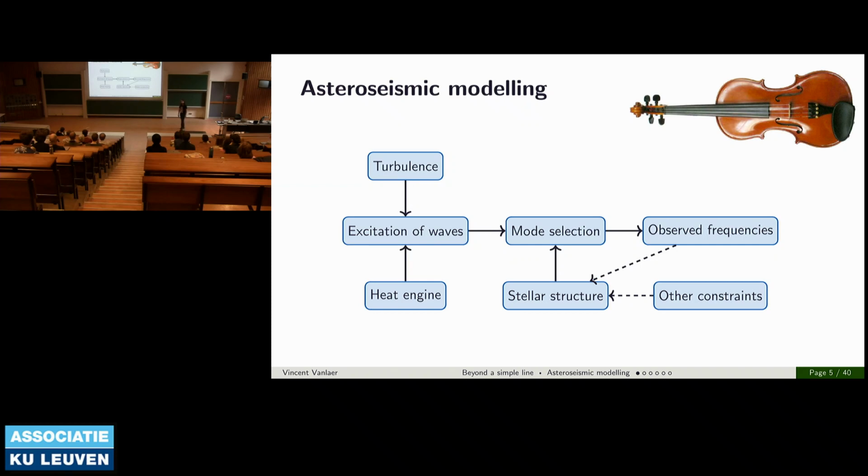There are, of course, other constraints that we take into account as well. If you have spectroscopy of your star, then it will be useful as well to put limits on the temperature of your star, the surface gravity. Maybe if you have Gaia data, then you can also look at the luminosity of the star.